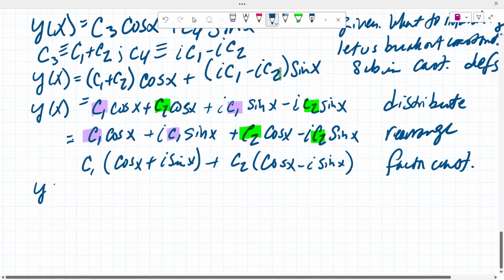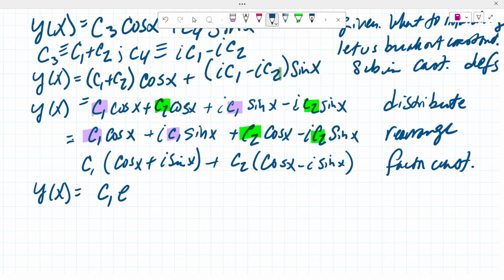So y of x equals c1 e to the ix plus c2 e to the negative ix. This is Euler's formula. So then, the transformation has been done in both directions.